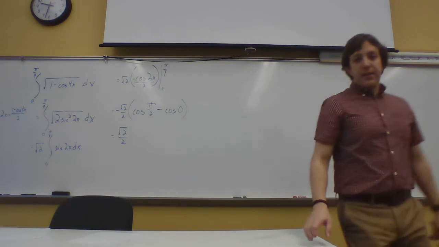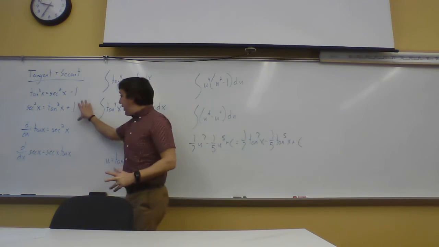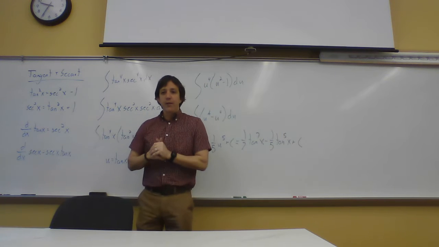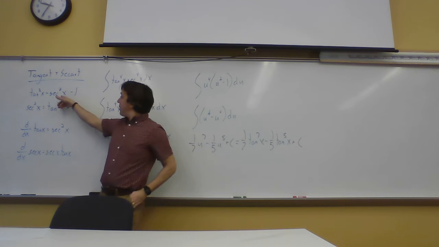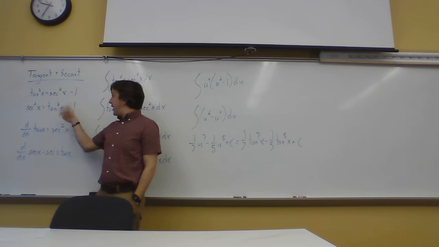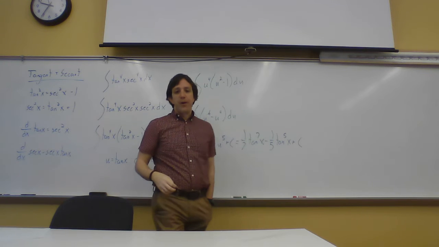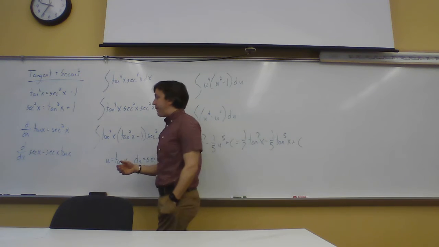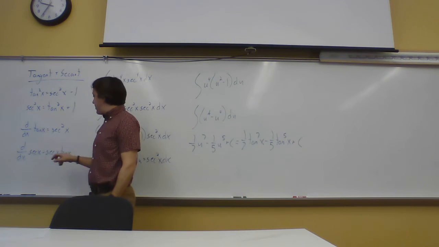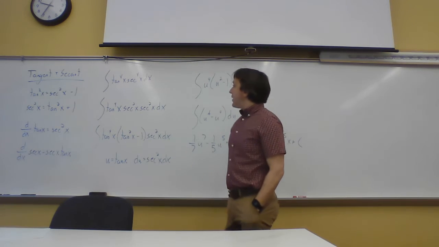All right, let's get into tangents and secants. So here we're going to start looking at tangents and secants. I have some useful things here over at the left. Tangent squared is equal to secant squared minus 1. Just adding 1 to both sides gives us that secant squared is equal to tangent squared x plus 1. And then I have the derivatives for these. The derivative of tangent is secant squared, and the derivative of secant is secant times tangent. So we're going to take advantage of that.